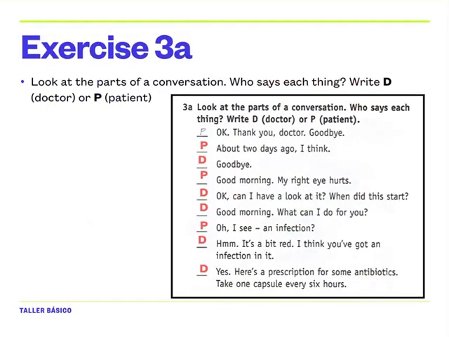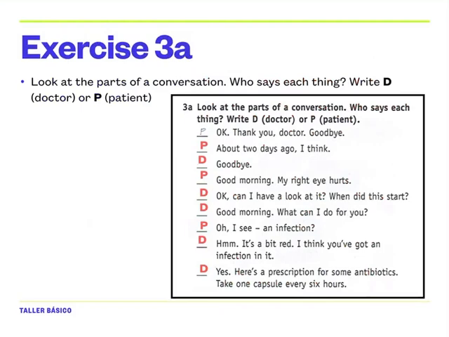So let's move on to exercise 3A. It says, look at the parts of a conversation. Who says each thing? Write D for the doctor or P for the patient. So the example, okay, thank you, doctor, goodbye, is the patient. About 2 days ago, I think, is P for patient. Goodbye is D for doctor. Good morning, my right eye hurts is P for patient. Okay, can I have a look at it? When did this start? is letter D for doctor. Good morning, what can I do for you? is letter D for doctor.